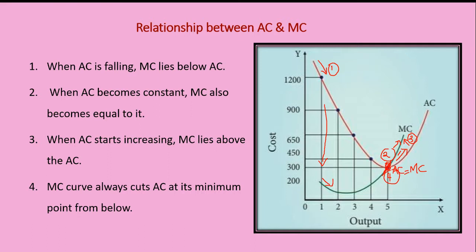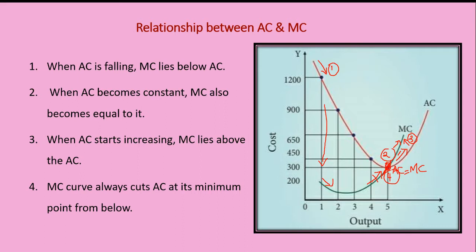That is the lowest point of the AC curve. So this is the minimum point. At this minimum point, the MC curve cuts the AC curve from below. So it is cutting, and how is it cutting? From below. So these are the 4 points. So the relationship is given under 4 heads.